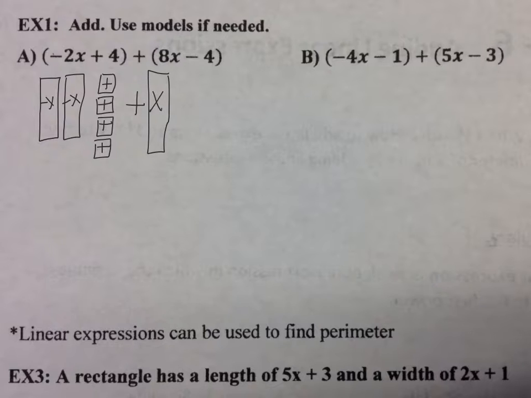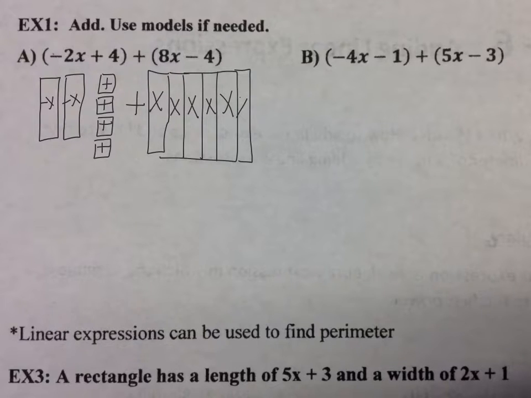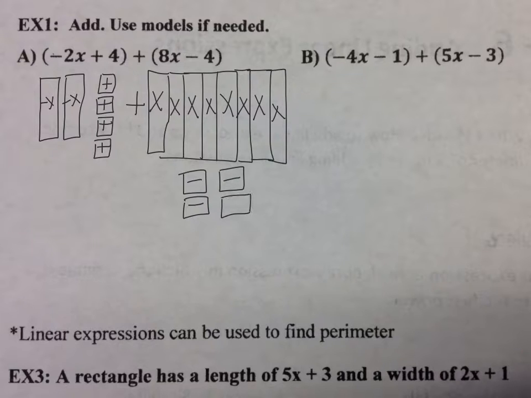so over here, I'm going to draw out 8 x's. And I'm also going to draw out a negative 4, so that means there are 4 little tiles, but these are different because they have a negative inside of them.